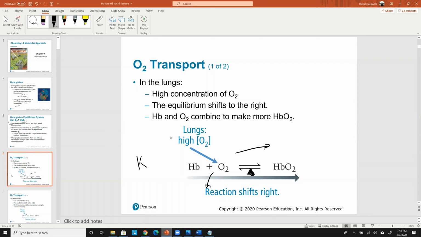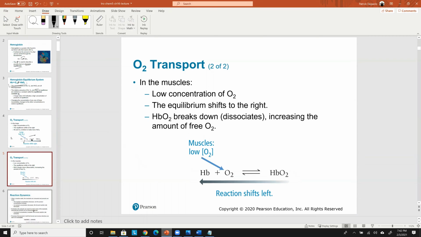So if you add a reactant, it would shift to the right. If you add a product, it would shift to the left. This is what we call Le Chatelier's principle, and we'll talk about that more towards the end of class. And it's pretty easy. The opposite happens if you remove stuff. So if you remove oxygen, it goes to the left to replenish it. If you remove the oxygenated hemoglobin, it moves to the right to replace it. So that's basically the same thing.